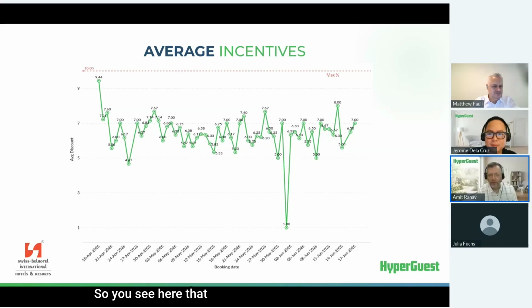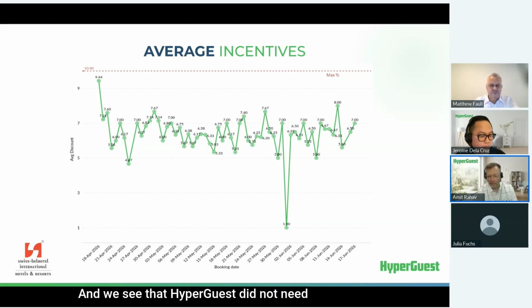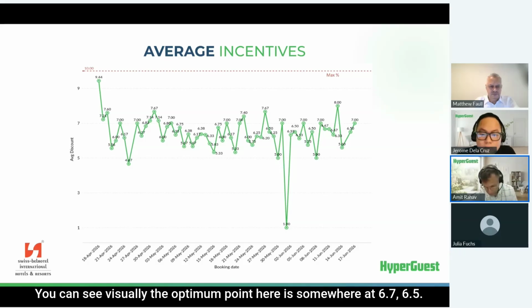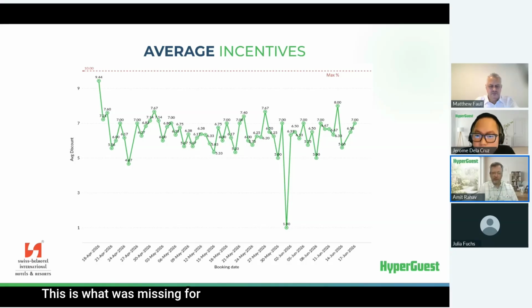So you see here that the strategy of Swiss-Belhotel was to give a 10% cap to the extra incentive. And to be clear, this is extra incentive on the net rate, not necessarily a reduction in price to the guest. And we see that HyperGuest did not need the full 10%. And we actually found it, you can see visually the optimum point here is somewhere at 6.7, 6.5. This is what was missing for the net rate in order to be competitive, but not 8 and not 9.